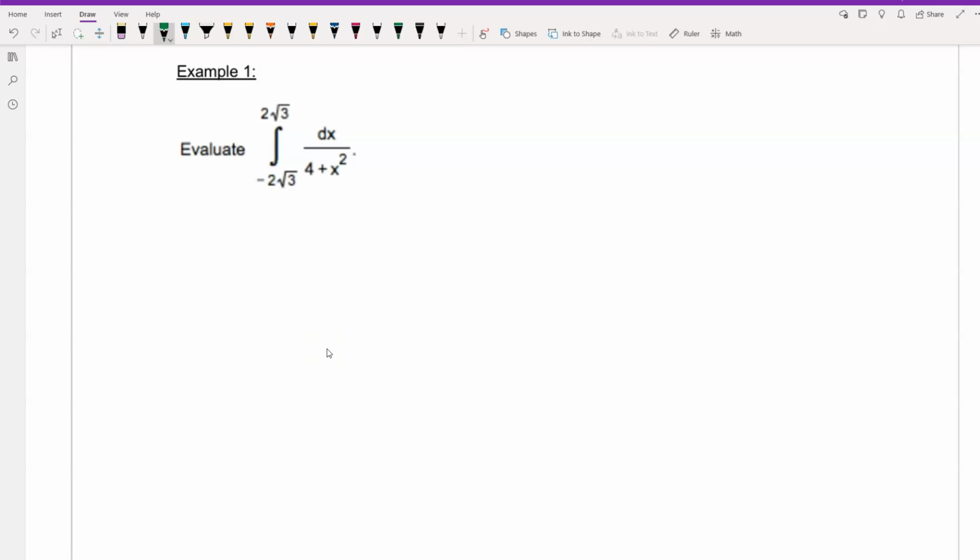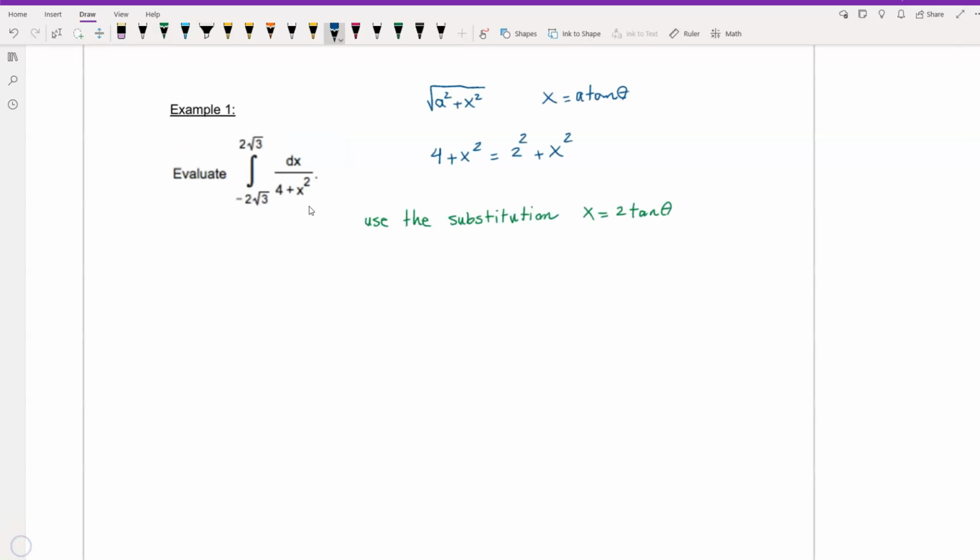Example 1, evaluate the integral from negative 2 times the square root of 3 to positive 2 times the square root of 3 of dx divided by 4 plus x squared. Based on what we have in the denominator, 4 plus x squared, this is the same as the right triangle that we had, where the hypotenuse was the square root of a squared plus x squared. In that case, x is equal to a times tangent theta. What is given is 4 plus x squared, which is equal to 2 squared plus x squared. So a is equal to 2.